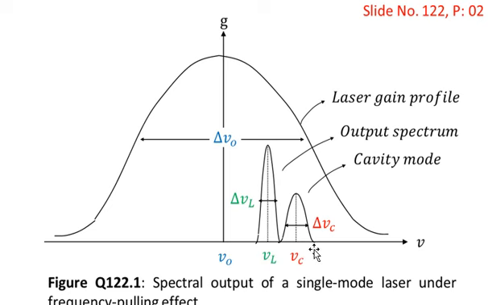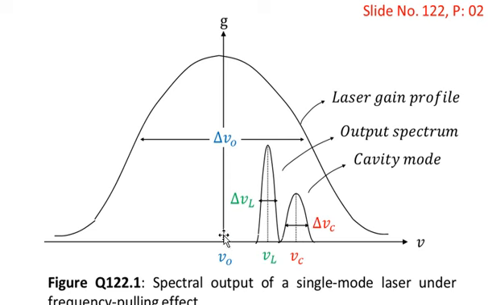We want to discuss the shifting, or the frequency pulling, of the laser initially operating at nu c and then shifting to another frequency nu L, operating at nu L though it ultimately tries to move towards the frequency nu naught. This is what we shall discuss about this gain profile.